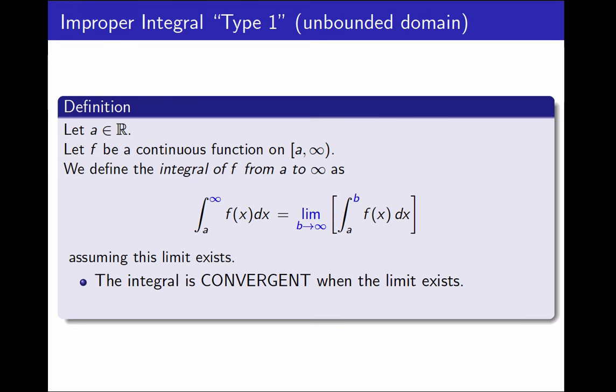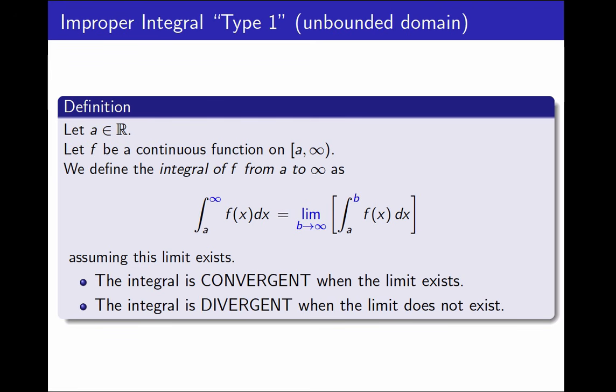We will also say that this integral is convergent whenever the limit exists. And when it doesn't, we say the integral is divergent, which means simply the integral is not well defined, is not a number. Convergent means it is a number. Divergent could mean that it is infinity or minus infinity or any other reason why the limit does not exist.